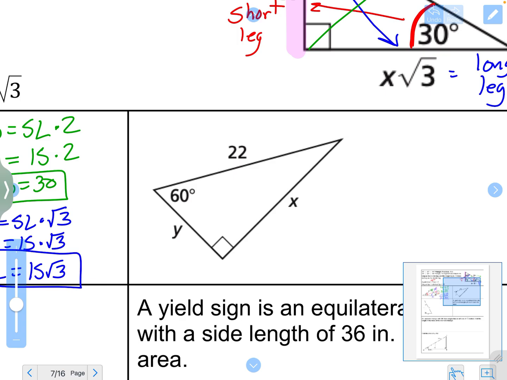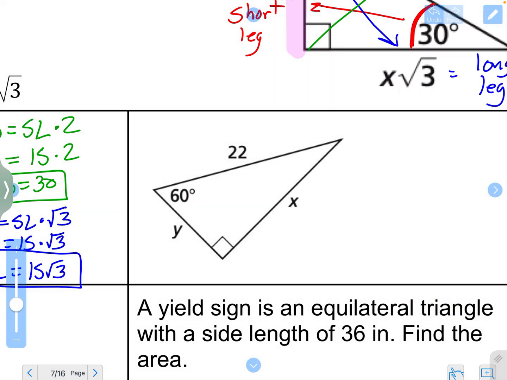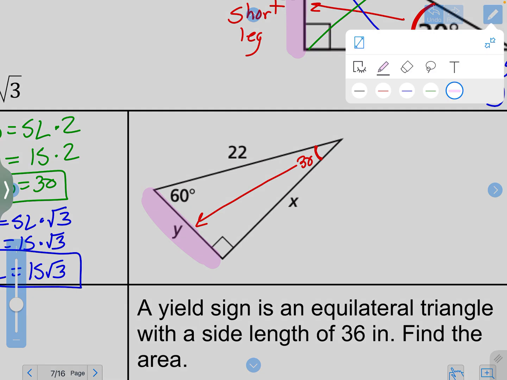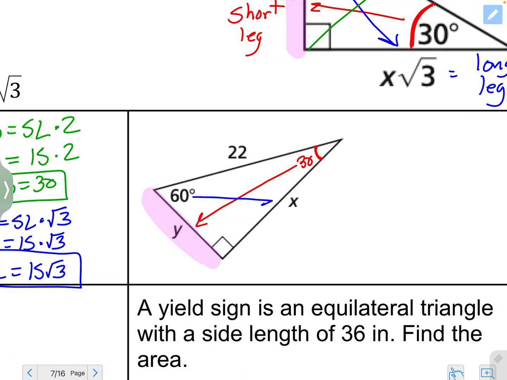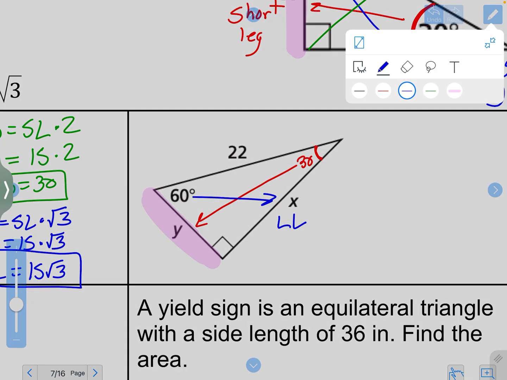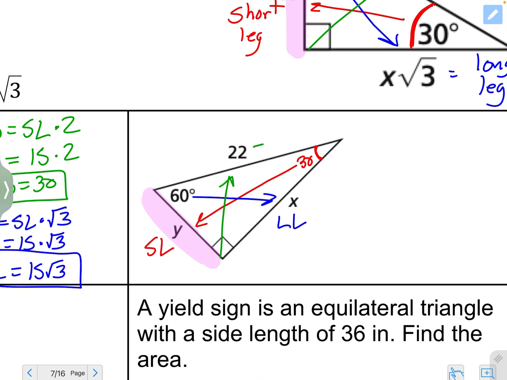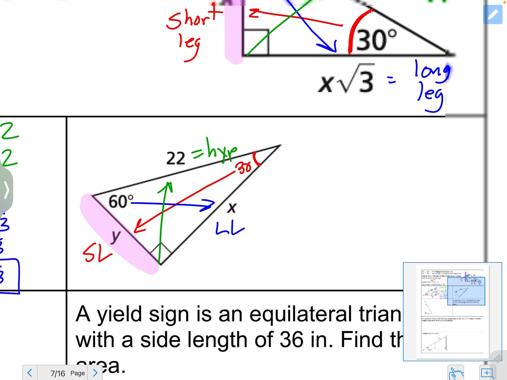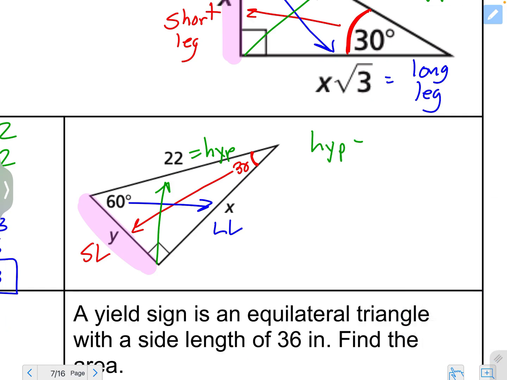All right, so in this problem here, again, I always want to find my 30-degree angle. So if I'm given 60, I want to mark the other one as 30. And I always want to identify and highlight that short leg, because the short leg is the key to finding the rest of the information. Then I'm going to find my long leg. Let me go ahead and write short leg next to Y. And then, of course, we know our hypotenuse is across from the right angle. So our formula tells us that the hypotenuse equals the short leg times 2.